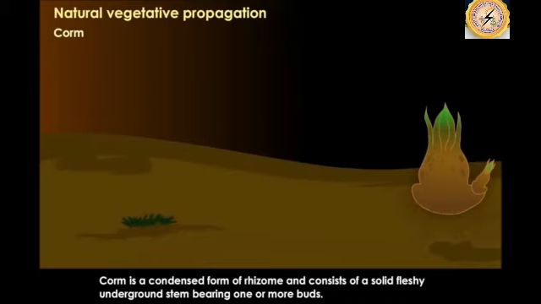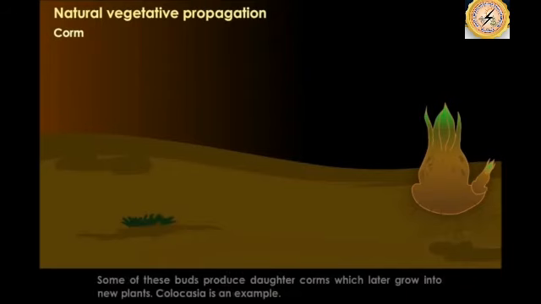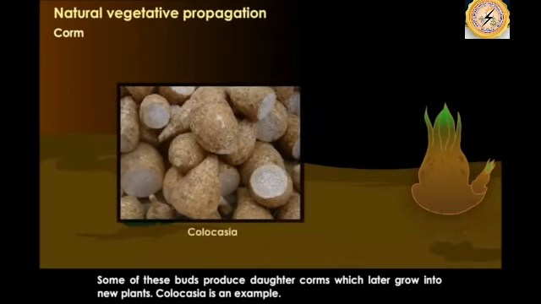Now, corm is a condensed form of the rhizome and basically consists of a solid, fleshy underground stem bearing one or more buds. And from these buds, the new plantlet is generated. Some of these buds produce the daughter corms, which later on grow into new plants. And colocasia is one of the best examples of it.